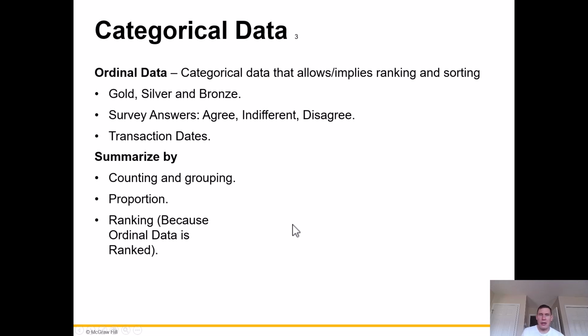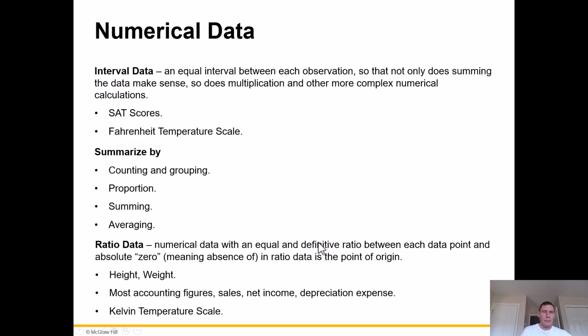Ordinal data is categorical data that allows or implies ranking and sorting. So, for example, in a race, perhaps an Olympic event, gold, silver, and bronze. Survey answers, agree, indifferent, disagree, possibly transaction dates. We summarize these by counting and grouping. We may also, again, be interested in the proportions and ranking because the ordinal data is ranked. So think about the term ordinal, like we're going to put it in an order. Easy way to remember it.